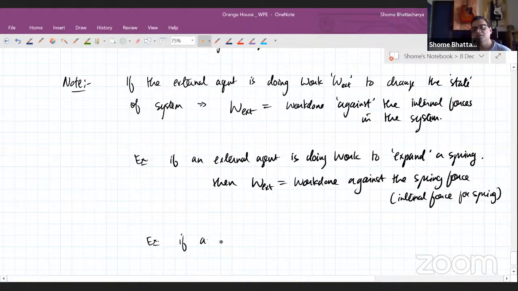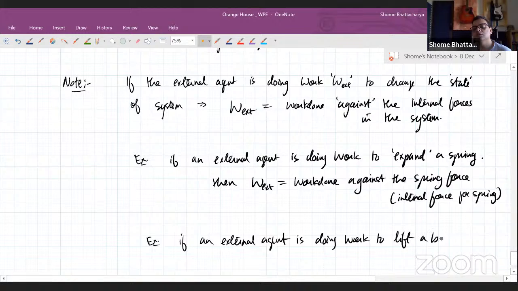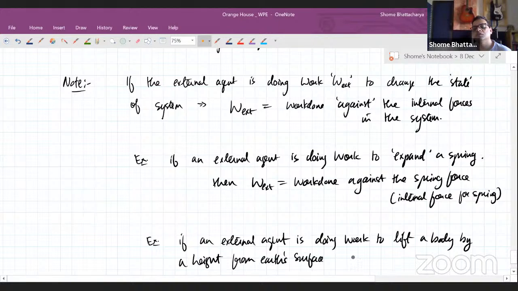If an external agent is doing work to lift a body by a height from Earth's surface, then the work done by the external agent is the work done against gravity.